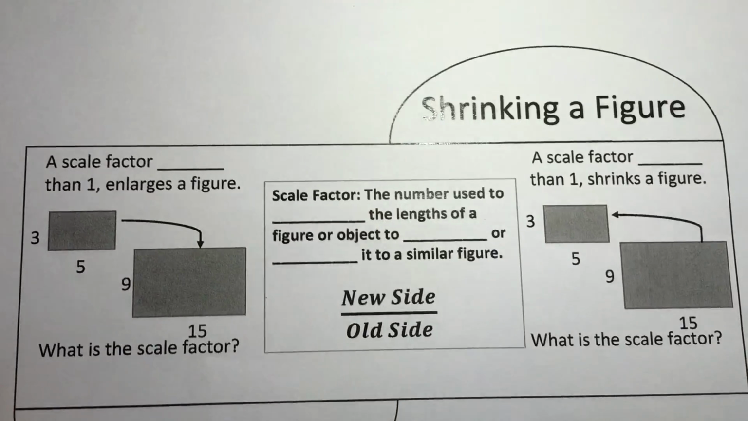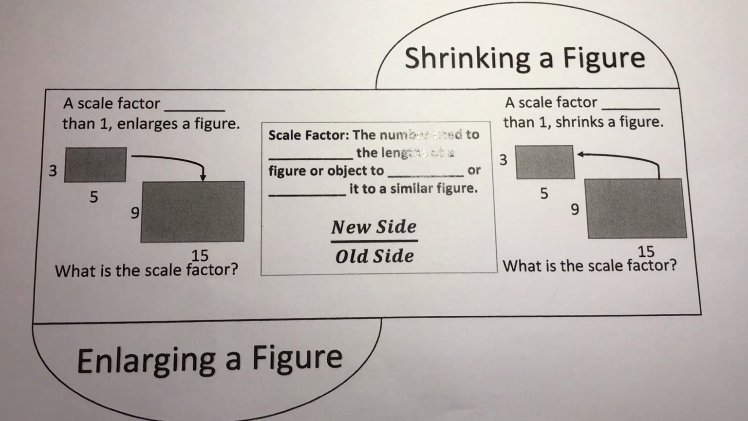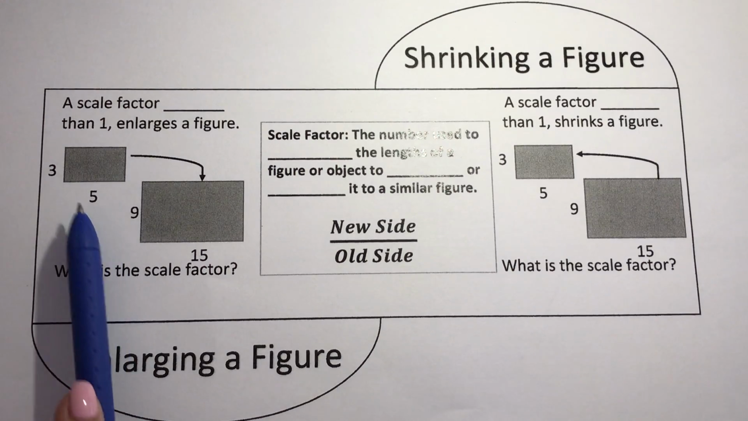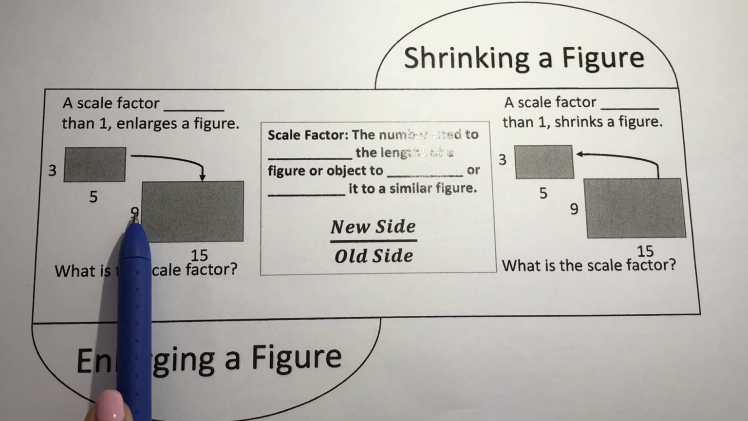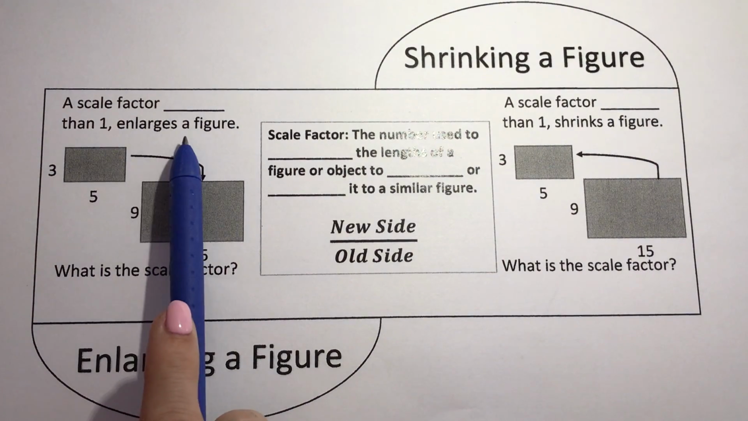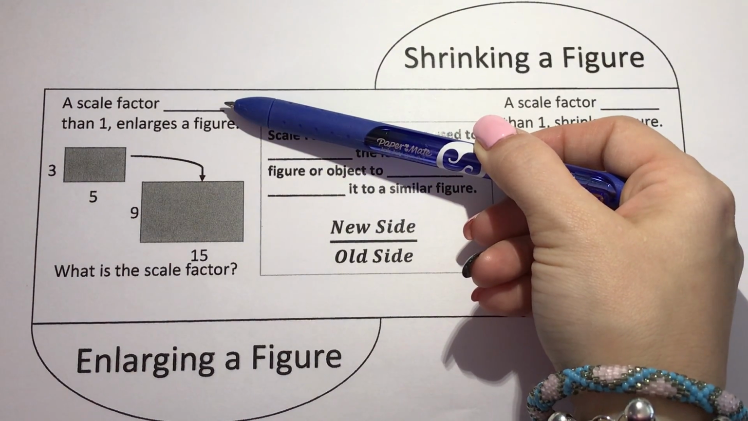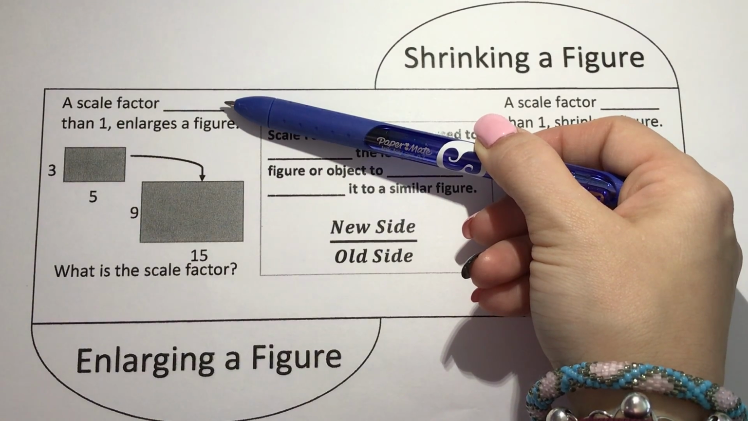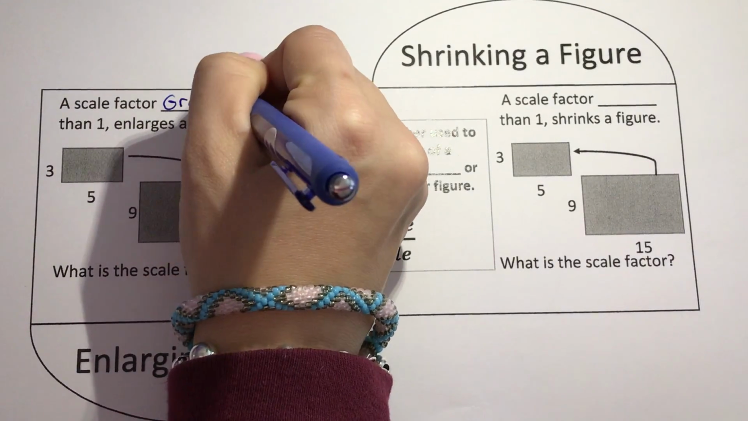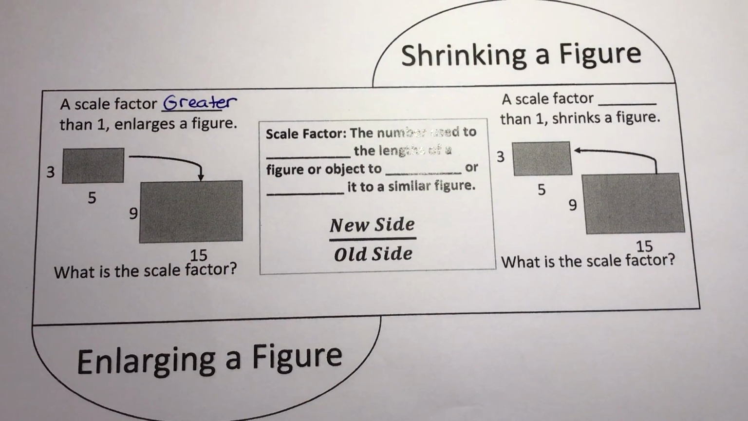And we're going to look at, first, enlarging a figure. If a figure is enlarged, is that getting smaller or bigger? Bigger. Okay, so let's look at this example. I have a rectangle that's going from 3 and 5 to 9 and 15. So if a scale factor is blank than 1, it enlarges a figure. So the scale factor has to be what than 1? Mario? Say that again. Over 1. So it's got to be greater than 1, because if it's 1, it stays the same. So if it's getting larger, the scale factor has to be a bigger number than 1.